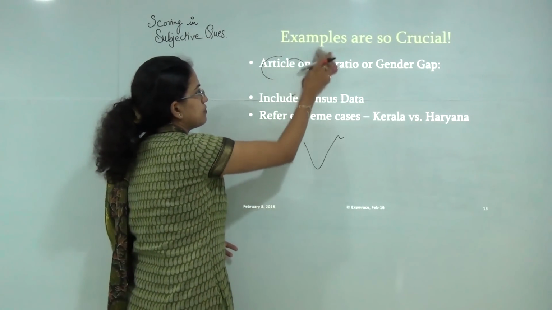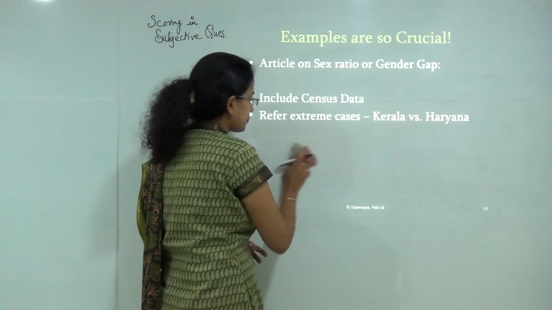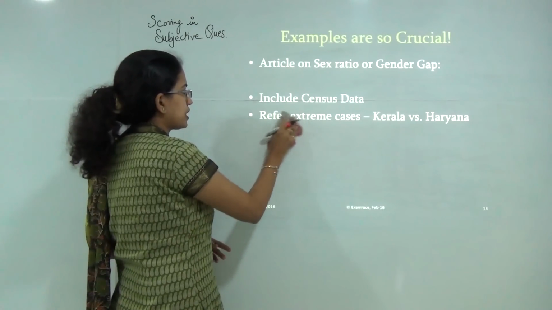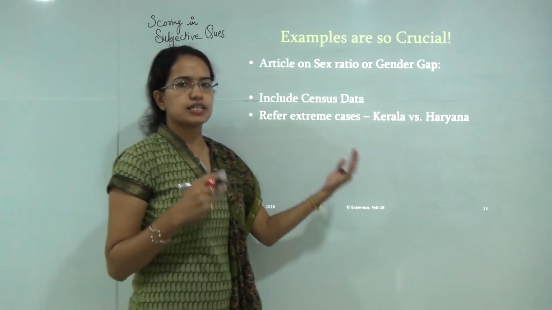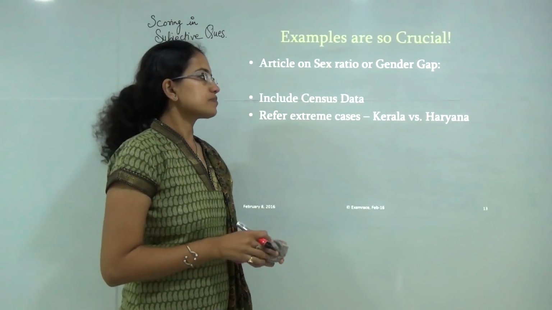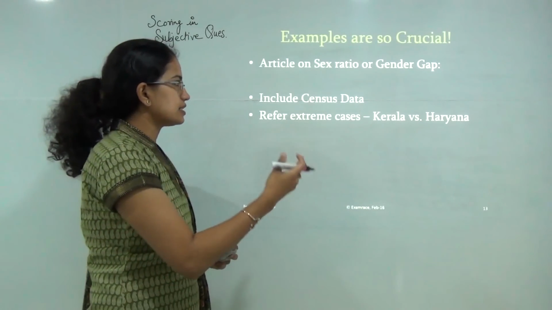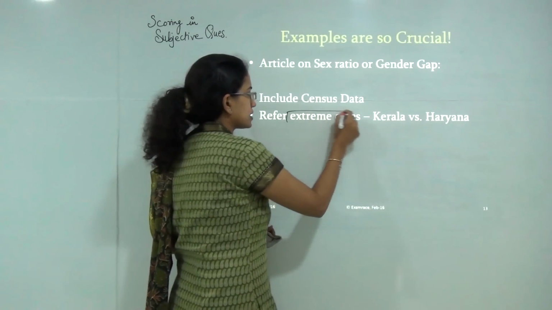Examples are very crucial. For example, if you are asked to write an article on sex ratio or gender gap, most of the students would write a general article: the sex ratio is increasing or decreasing, or this has been a trend through the past year. What I suggest is moving a step forward rather than just mentioning that, refer to the extreme cases.